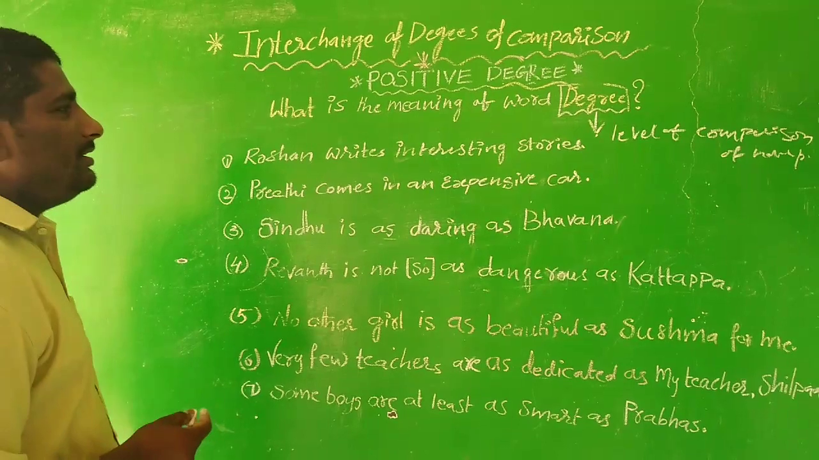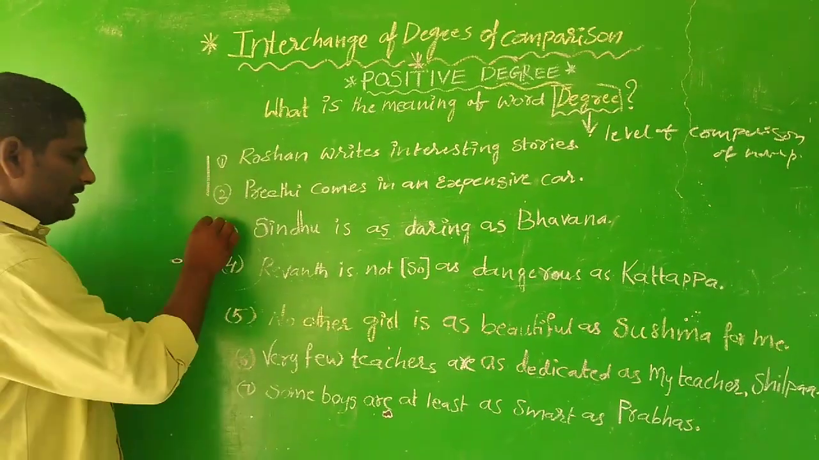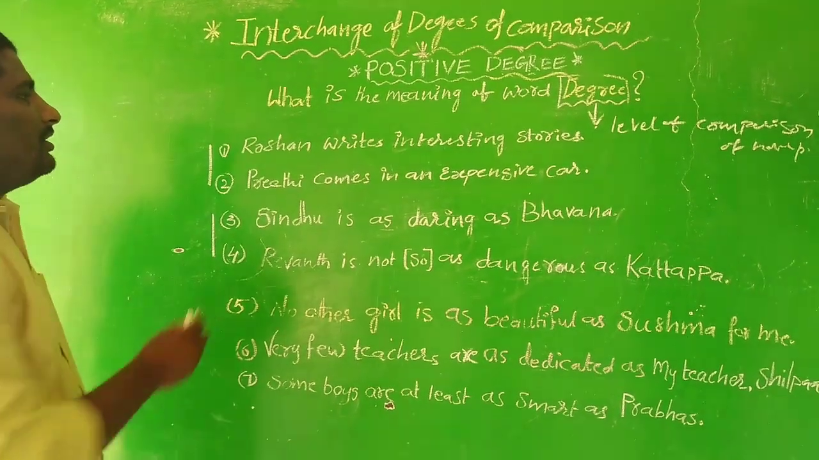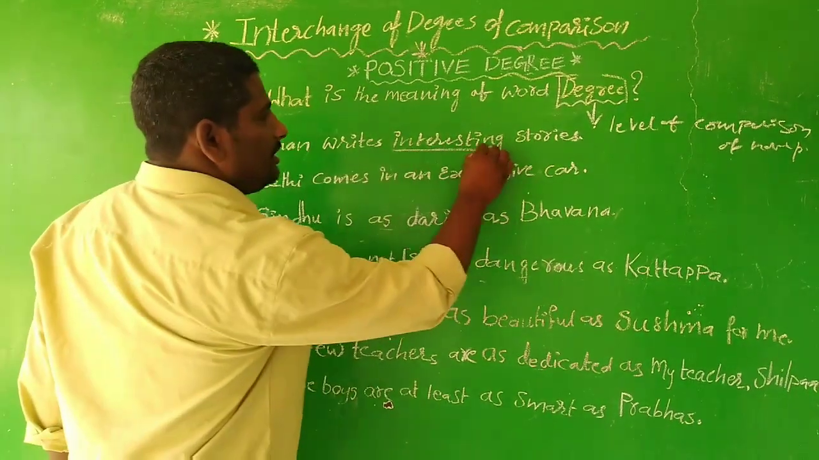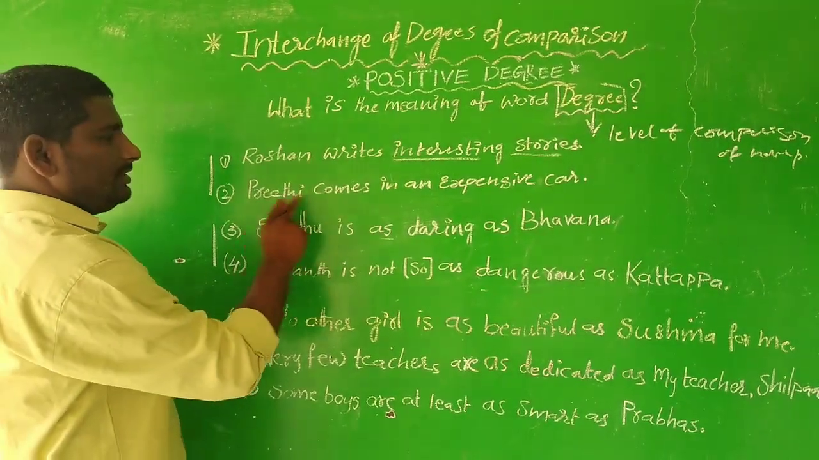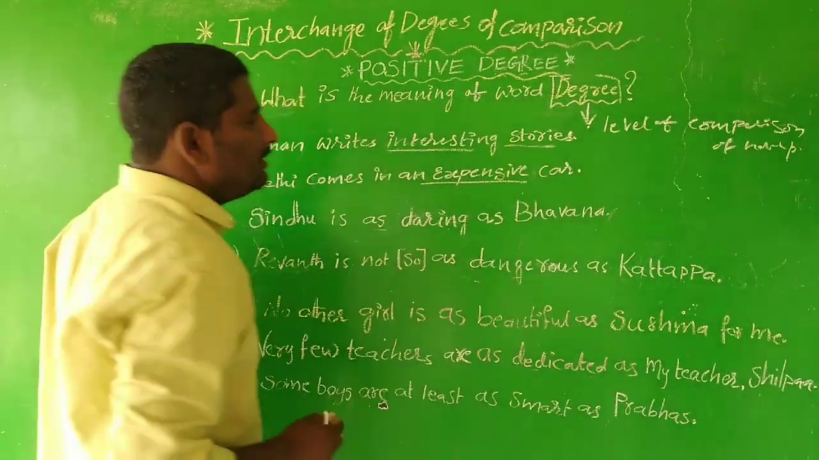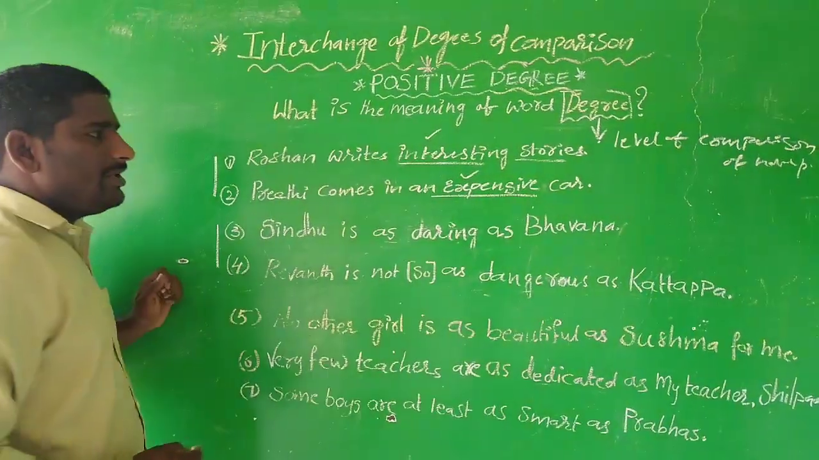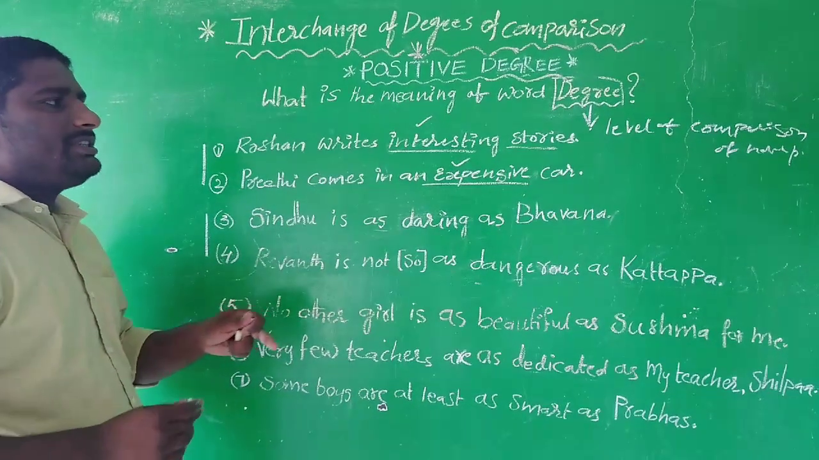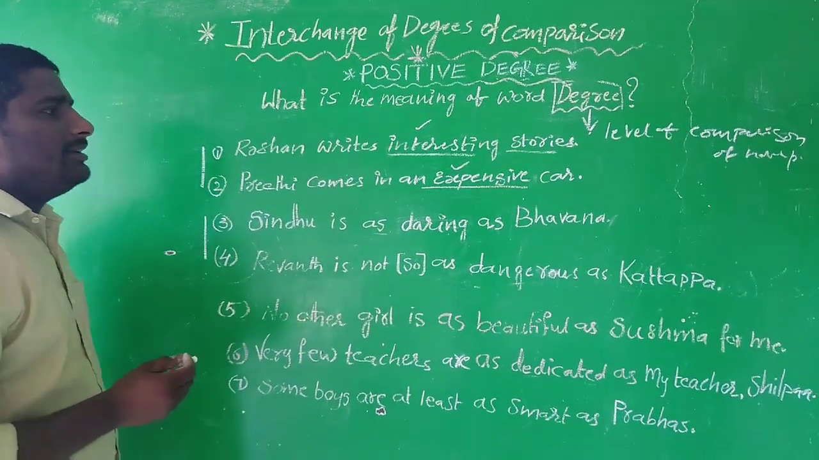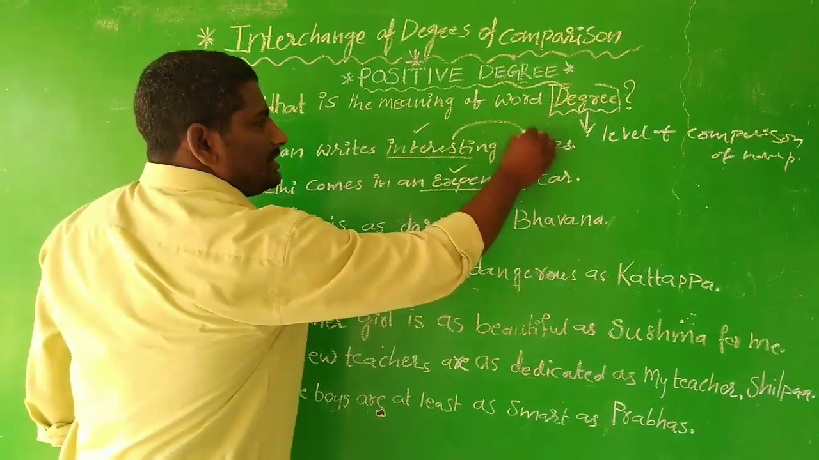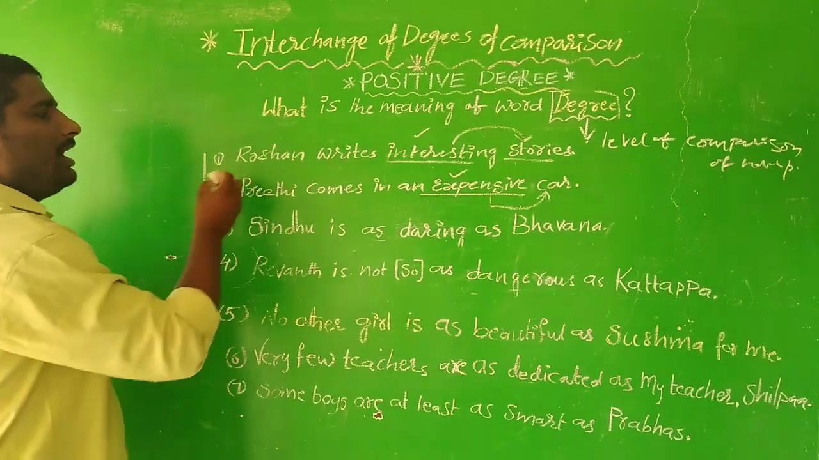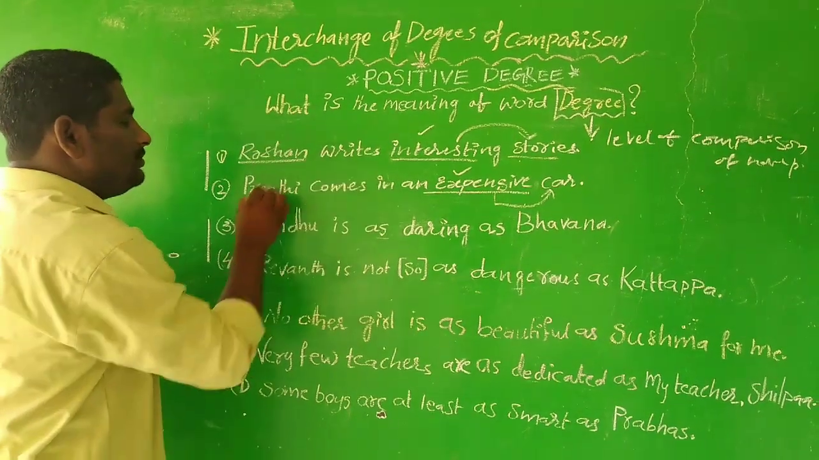Here you can see I have given a list of sentences. Let me discuss the first two sentences first. Roshan writes interesting stories, and Preeti comes in an expensive car. In these two sentences we have the adjectives interesting and expensive, and these describe a noun or pronoun: interesting describes stories, and expensive describes the noun car.